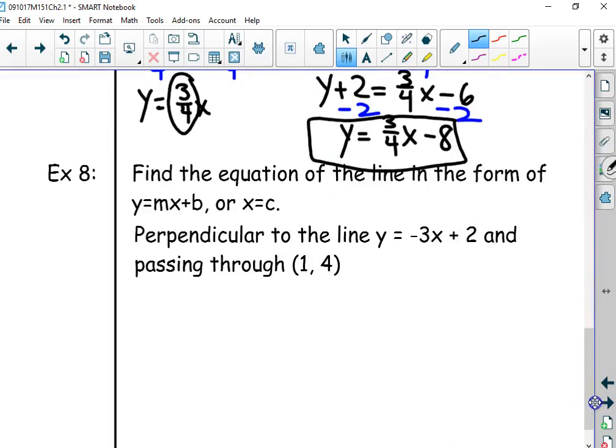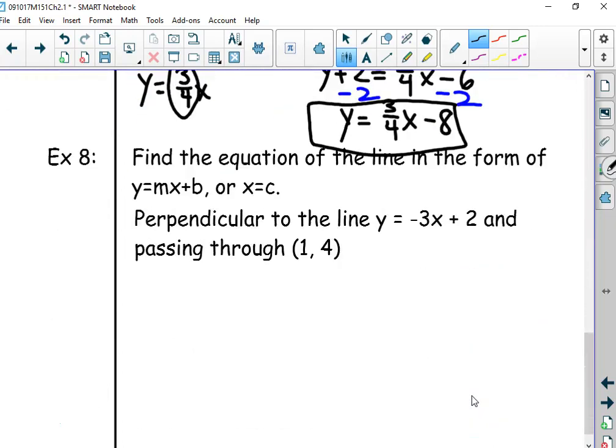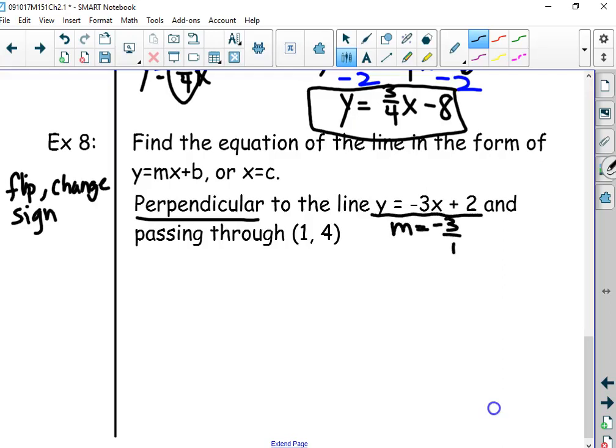Example 8. I'm going to put that on this video. Same idea, but it's perpendicular. So perpendicular slopes flip and change sign. This equation is already solved for y, and here the slope is -3. So my perpendicular slope to that line is going to be positive 1/3. I took my -3/1, I flipped it, and I changed the sign. They call that negative reciprocal.